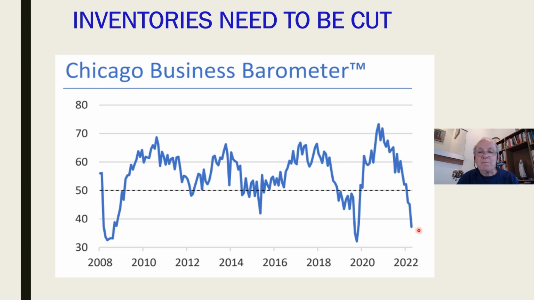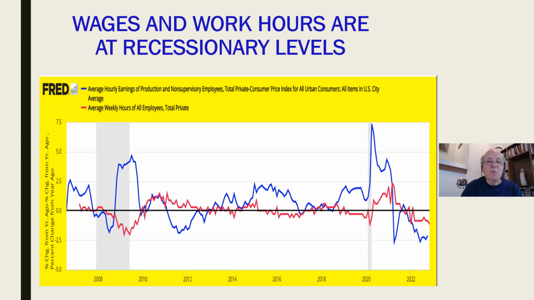So right now, business is cutting production aggressively. And what do they do about managing inventories and cost and profitability? Very simple. They start cutting production. Notice work hours now are contracting quite a bit on a year-over-year basis. In the meantime, you see that wages, the blue line, is way down in negative territory.